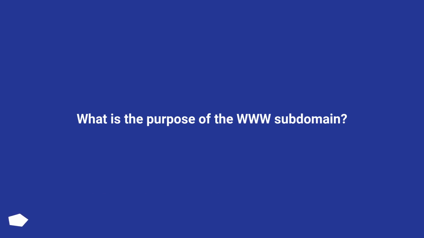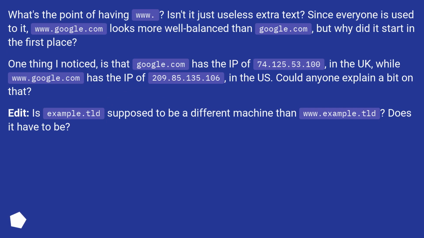What is the purpose of the www subdomain? What's the point of having www.? Isn't it just useless extra text? Since everyone is used to it, www.google.com looks more well-balanced than google.com, but why did it start in the first place?